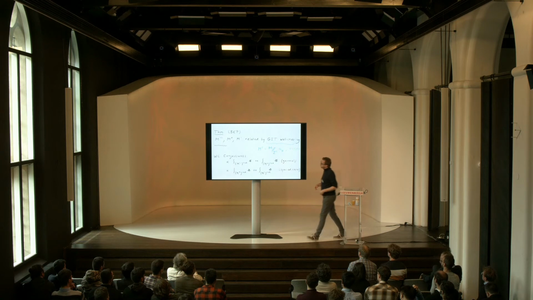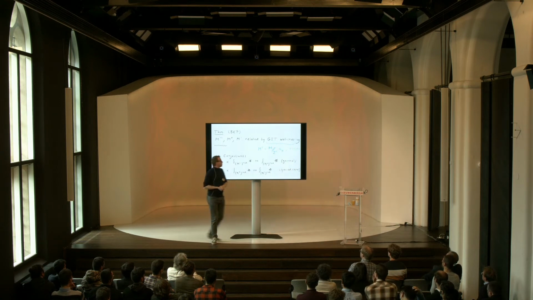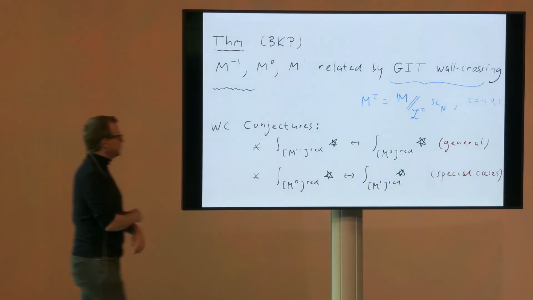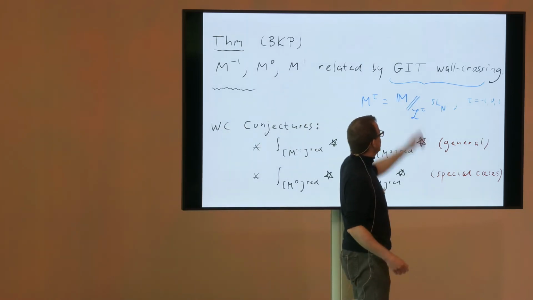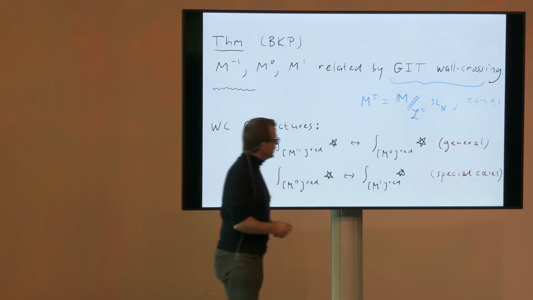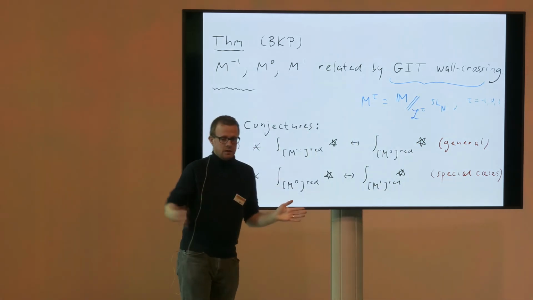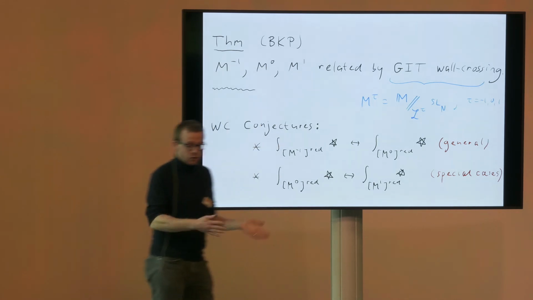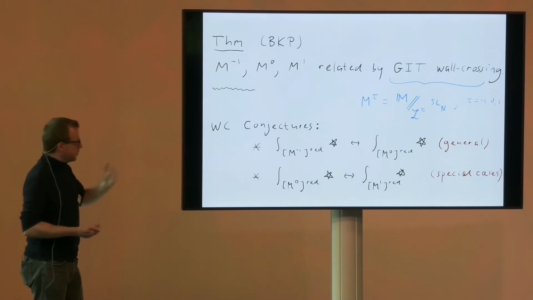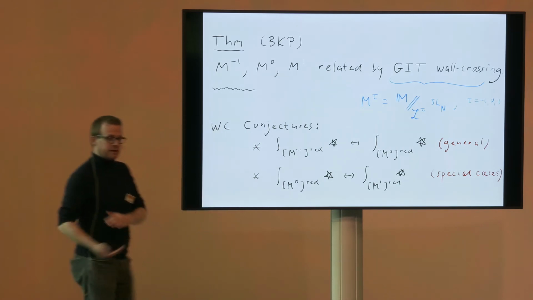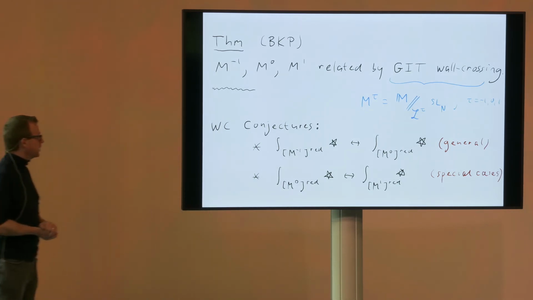Then the theorem that we have is that these three pair moduli spaces, M-1, M0, and M1, are related by wall crossing. And they're actually related by the most classical interpretation of wall crossing. You have one space M with an action of some special linear group. And then you have three linearizations, L-1, L0, and L1, determining your stability condition. And for each of these three, you take the GIT quotient, and you get these three moduli spaces. So they are related by classical wall crossing.